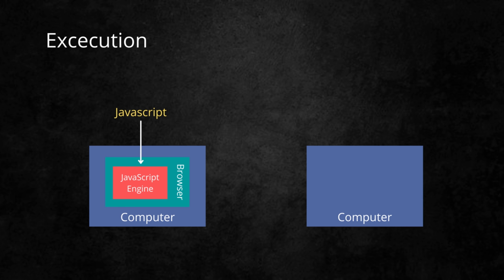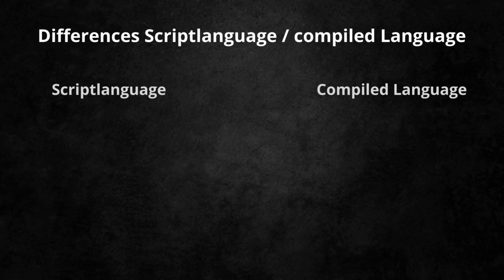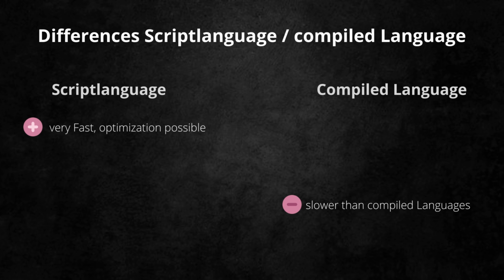In contrast, typically compiled languages are different. The program code must first be translated by a compiler into a native language in order to get to our computer program. Both ways have advantages and disadvantages. On the one hand, compiled languages are very fast because of the compiler, which makes optimizations possible. But today you won't be able to notice the differences.